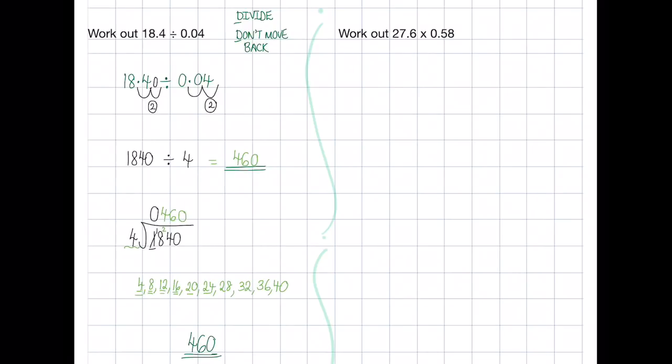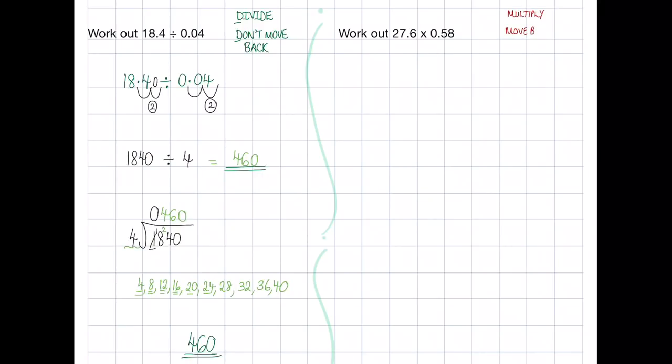Now we've got to work out 27.6 multiplied by 0.58. Now multiplying is what the name of the game is here. Multiply means move back. So unlike with my dividing, when I multiply I do need to move back at the end as well. Now here it doesn't need to be the same number of movements, the focus just needs to be to turn them into integers.